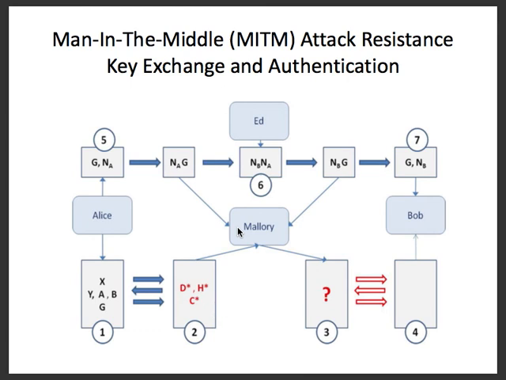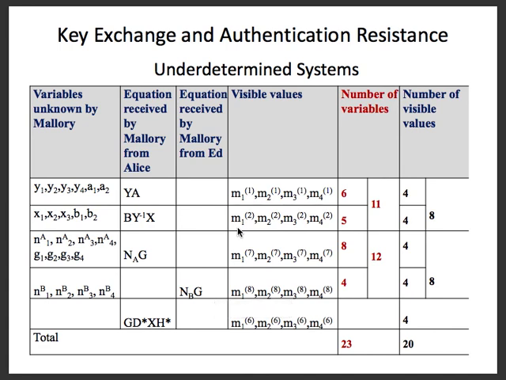In this case, Mallory, in a man in the middle attack, can do nothing, absolutely nothing. And now you see that this is resistant against man in the middle attack. Mallory always has to resolve the system, in which he sees 20 variables, but he needs to find 23 to get the key.